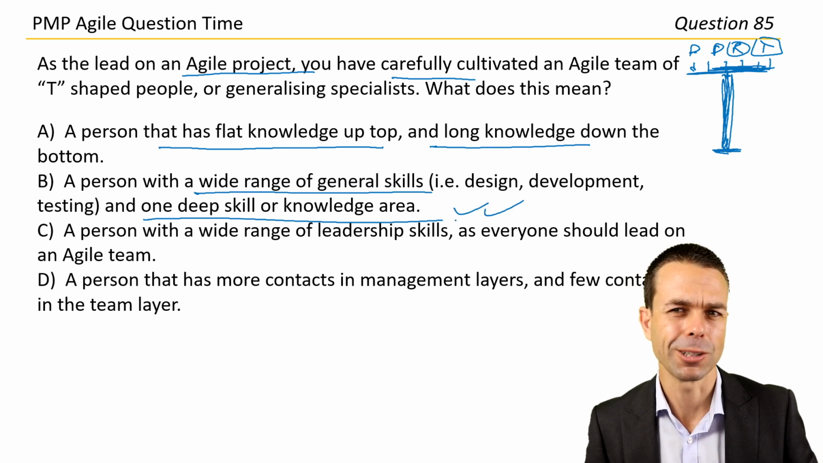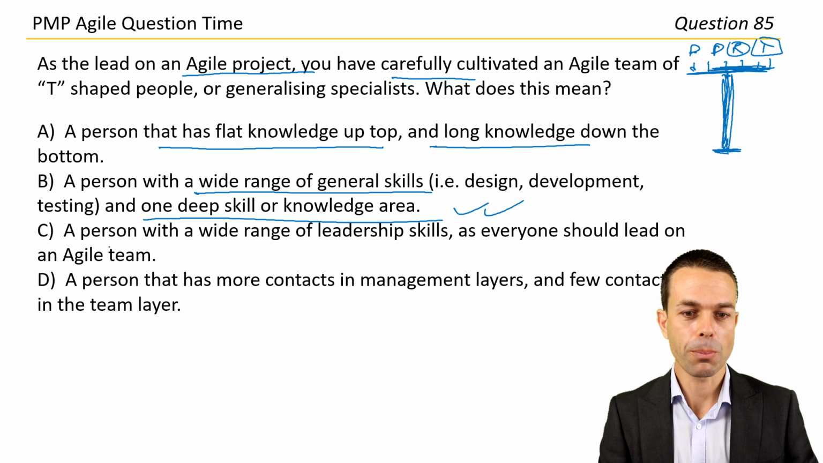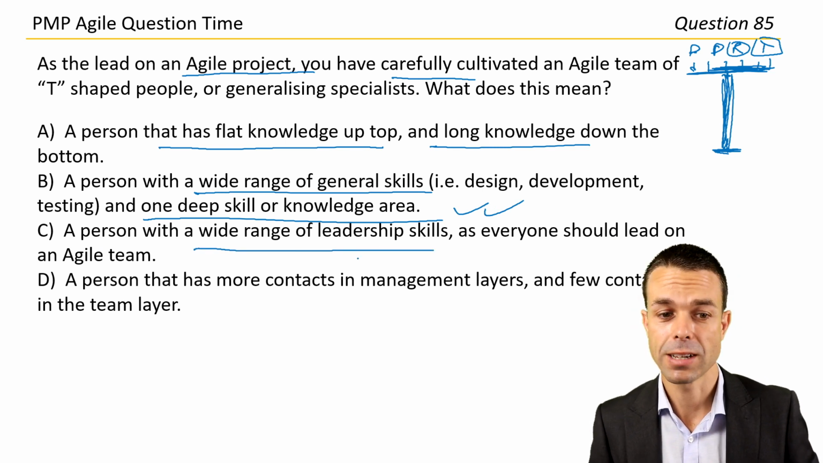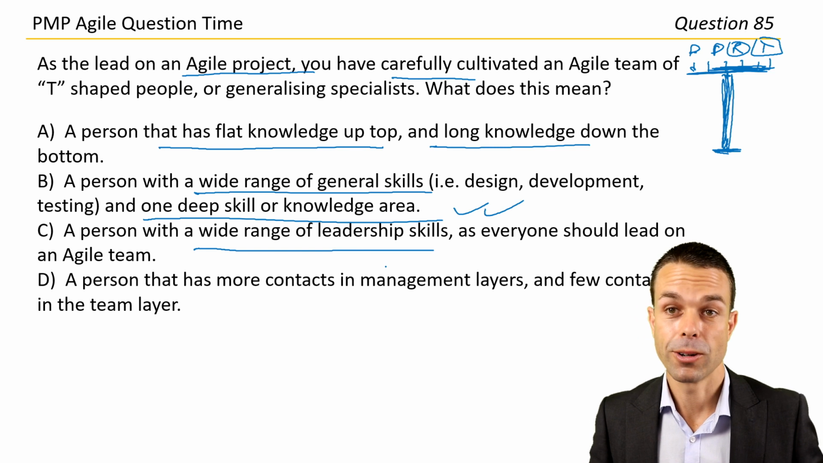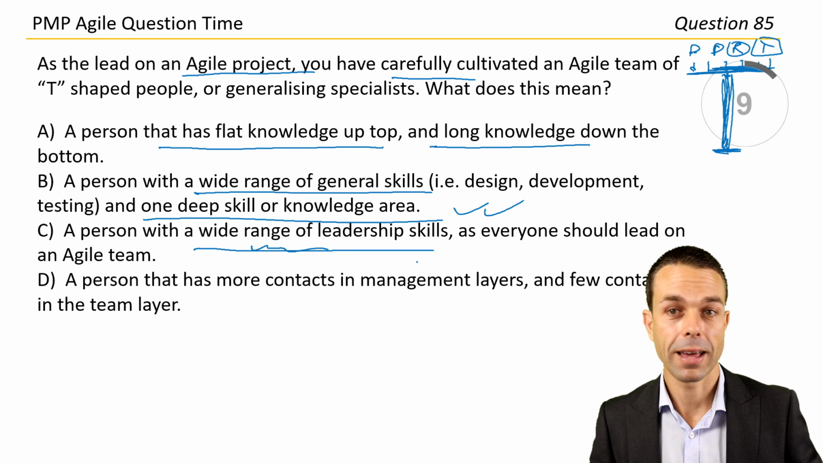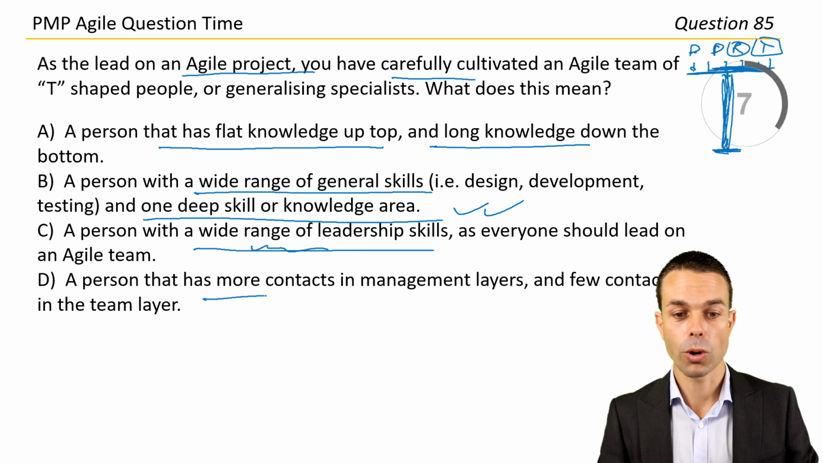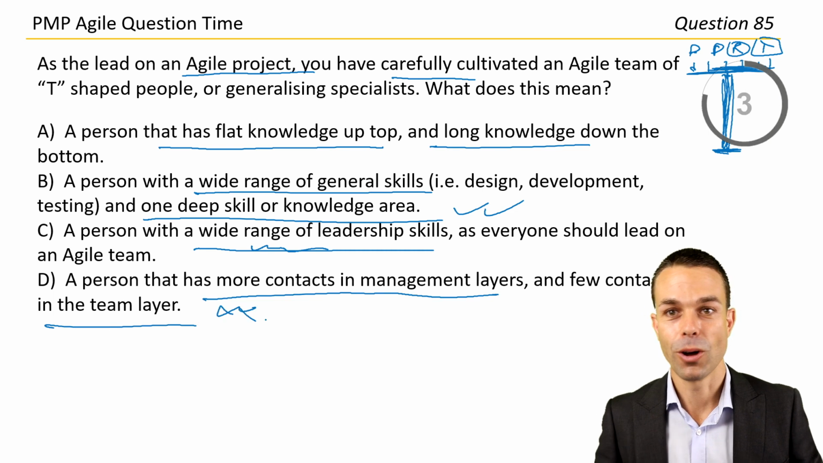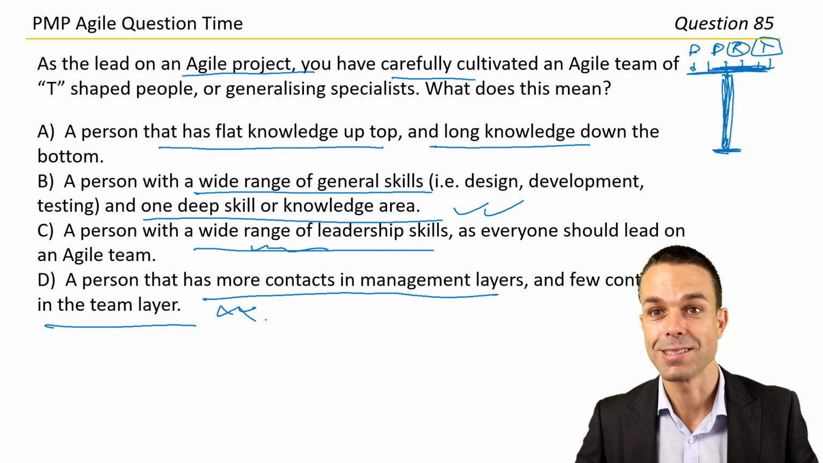What else have we got here, just so we know what to look out for? A person with a wide range of leadership skills, as everyone should lead on an Agile team. Yes, we do want everyone to lead on an Agile team, but that's not the definition of our T-shaped people at this stage. A person that has more contacts in the management layers and few contacts in the team layer. Again, not that one. So we know that we're going for answer B.